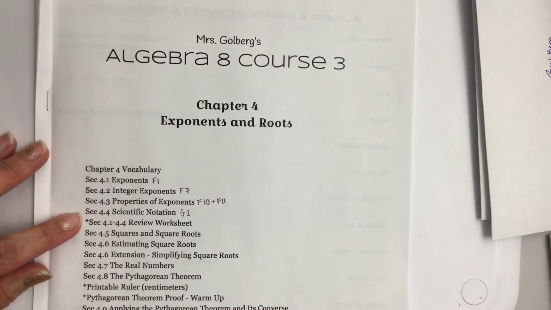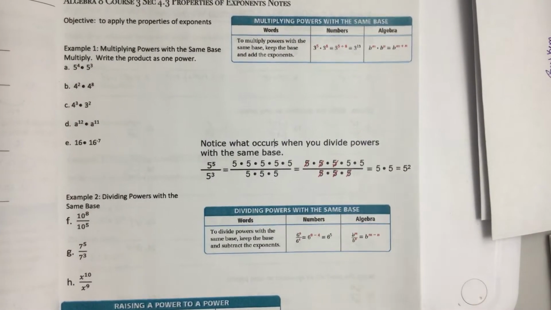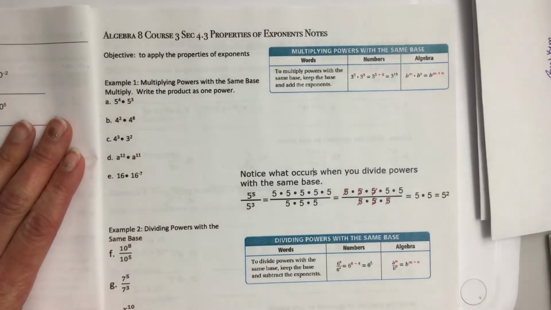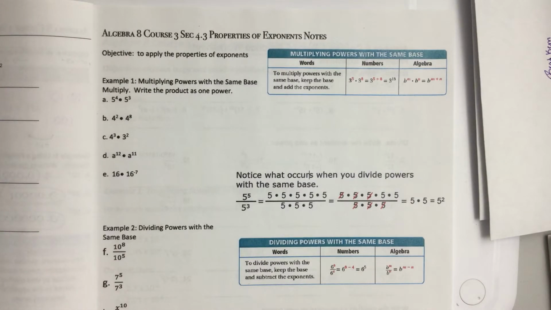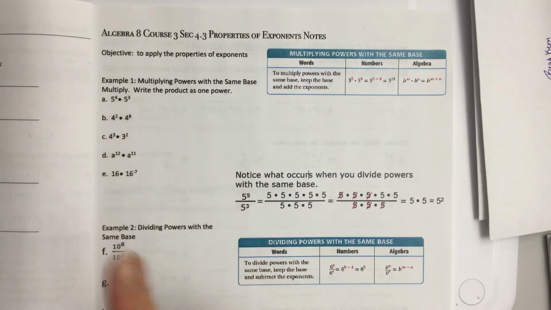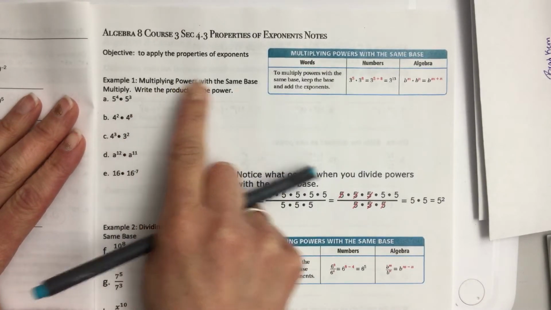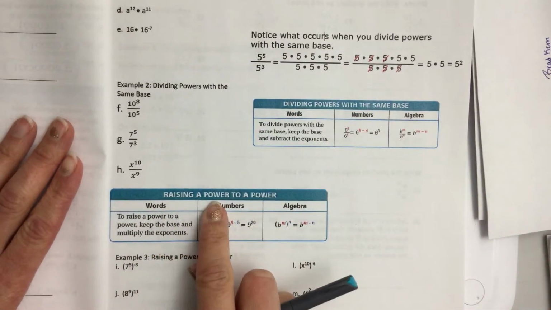Okay, Algebra 8, we are doing section 4.3, properties of exponents. I, for some reason, really like this section because we get to take some really big numbers and apply the properties of exponents. These properties allow us to simplify and to write these powers with one base, but the actual mathematical operations are really simple, okay? So there's three different types. There's multiplying powers with the same base, there's dividing powers with the same base, and then there's raising a power to a power. Okay, so we're gonna break this down.